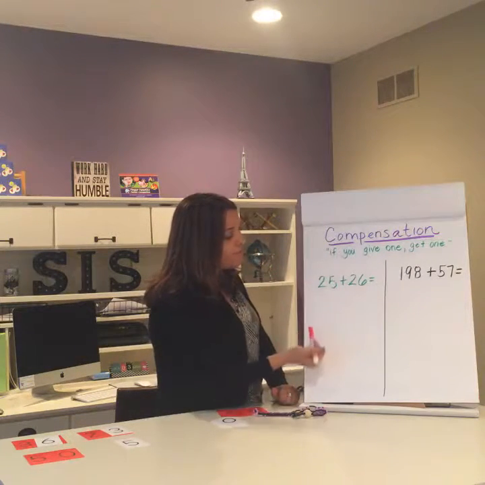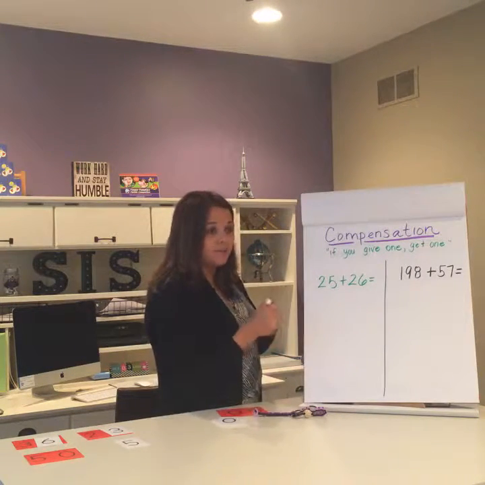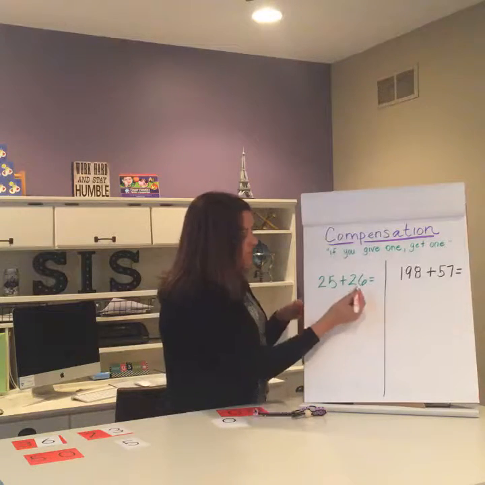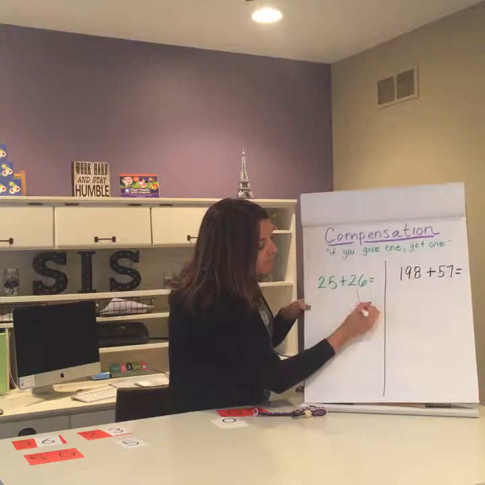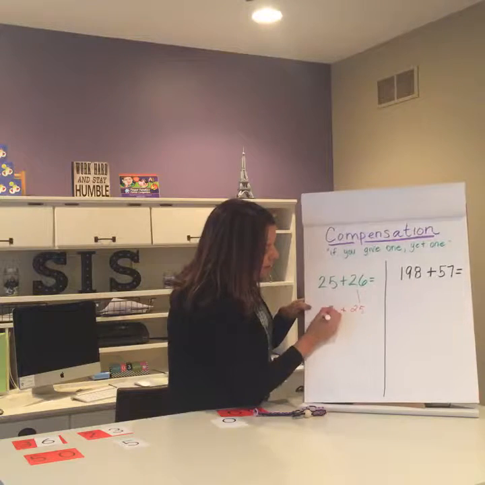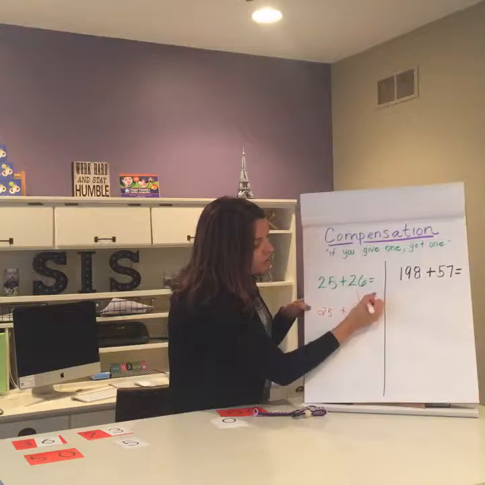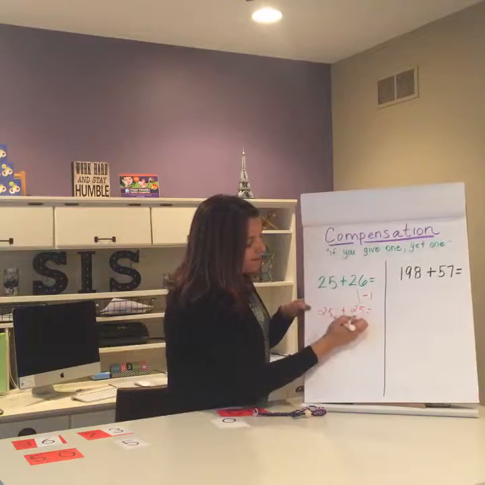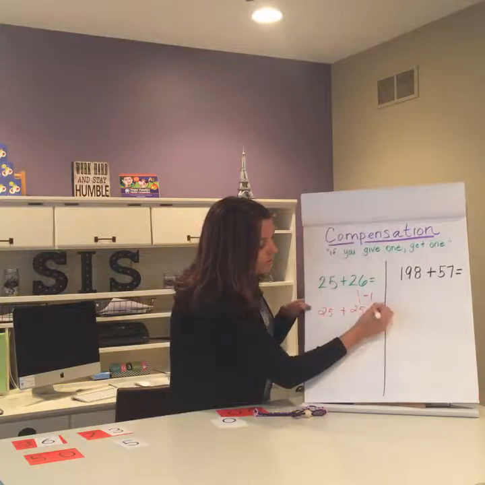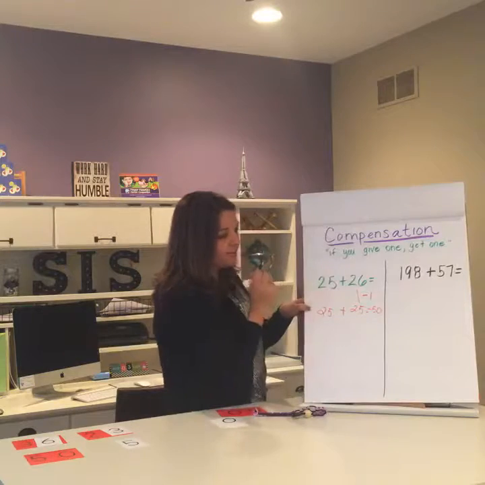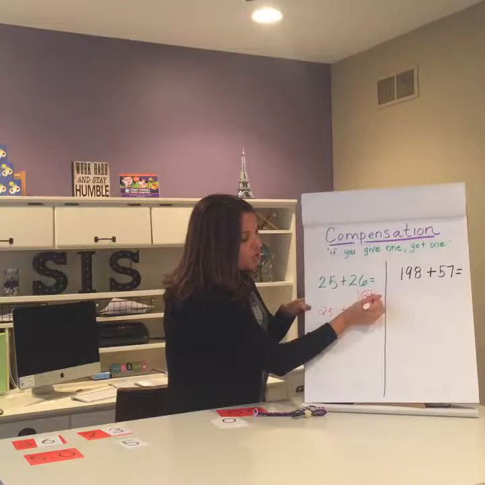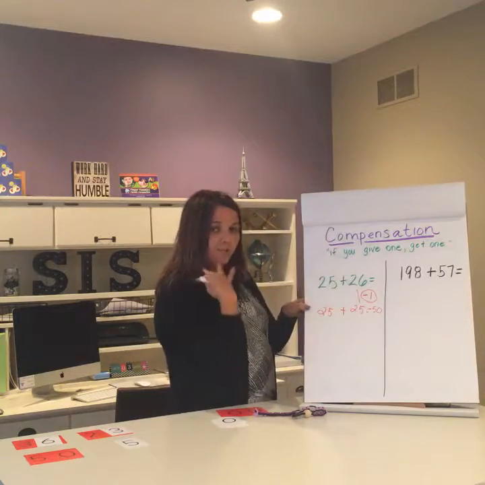So for 25 plus 26, it's very similar to looking at 25 plus 25. So I'm going to change the problem temporarily to something that's a little bit more friendly to me. And so in actuality, I actually took away 1. And so 25 plus 25, if I'm thinking of quarters, that's easy because it's 50. But technically, I took 1 off, so I have to give 1 back.